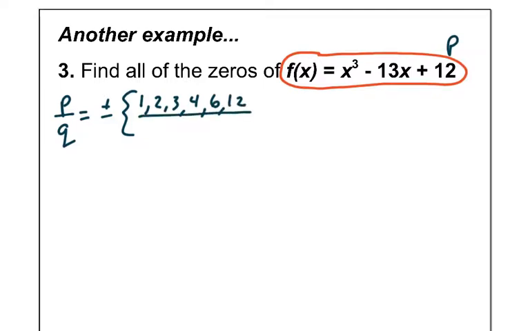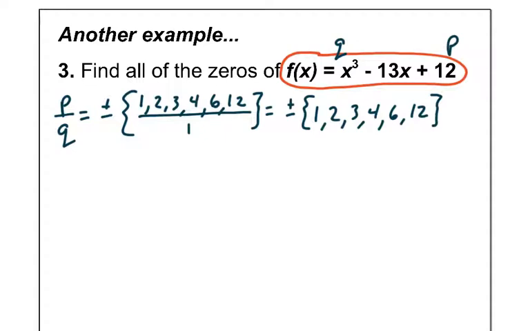And then on the bottom, I want all the factors of Q. And Q is the 1 that's in front of the x cubed. That's pretty easy. It's just 1. So my full P over Q list would be, don't forget the plus or minus, because we could get some negatives, just everything over 1, which just gives us a bunch of whole numbers here. With the plus or minus, we now have 12 possibilities that we can choose from. Why don't we go over to the graph and take a look. When we graph this in our graphing calculator, how does this look? Well, let me put it in my graphing calculator and I'll see how mine looks.